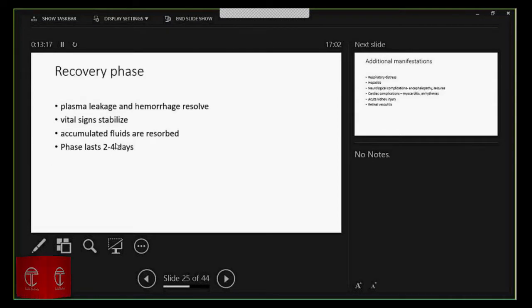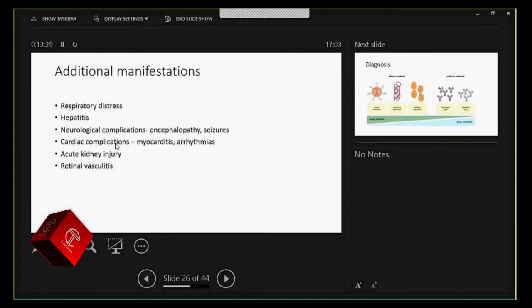So if the patient survives the critical phase, has been afebrile for 24 to 48 hours and has no complications, then they go on to a recovery phase where whatever plasma leakage has happened, the fluid tends to reabsorb, the hemorrhage resolves, and the vital signs start to stabilize. This phase lasts 2 to 4 days. So you can see the drop in hematocrit.